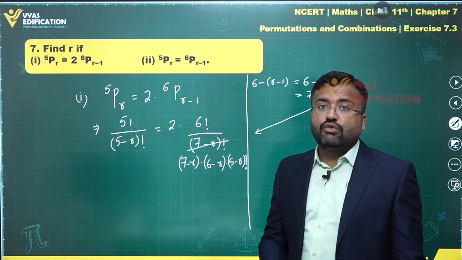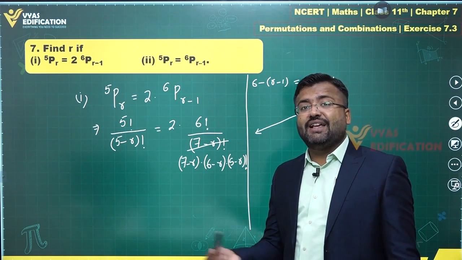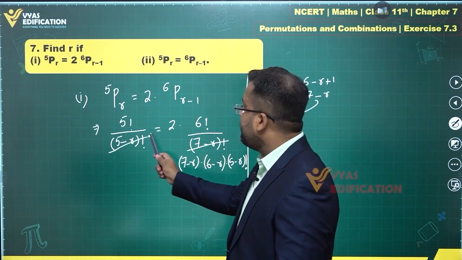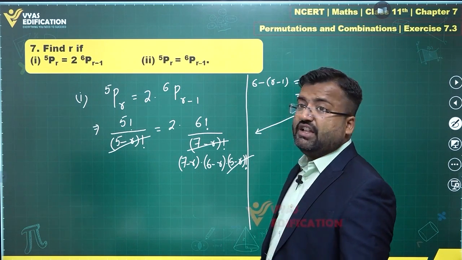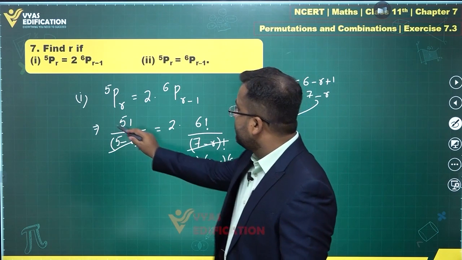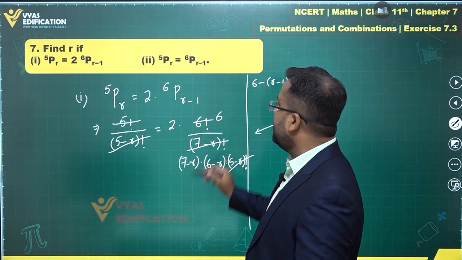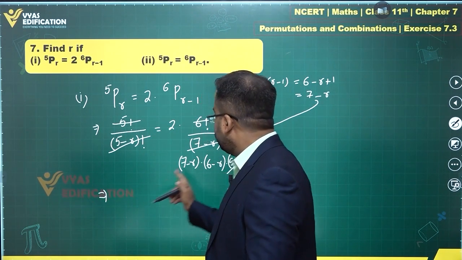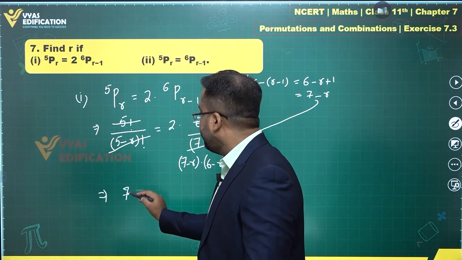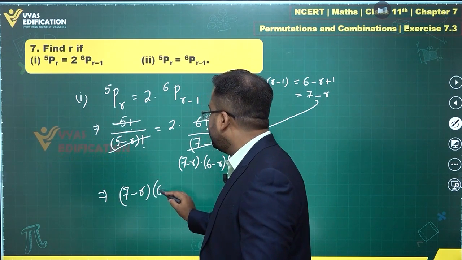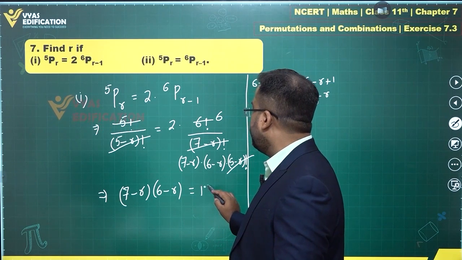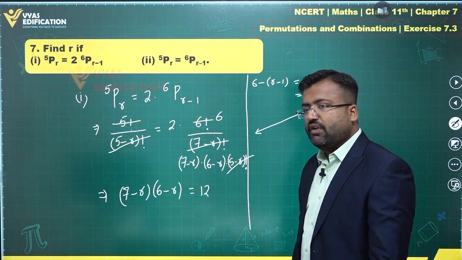n factorial is equal to n times n minus 1 factorial. This 5 minus r factorial in the denominator goes with this. Similarly, 5 factorial and 6 factorial, this will be 6. So what you get is, let's write, this will go over there. This is 7 minus r times 6 minus r is equal to 12 over here. 6 times 2 is 12.